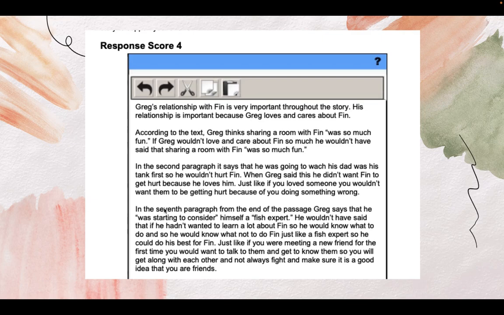All right, here the student had yet another piece of evidence. In the 7th paragraph from the end of the passage, Greg says that he was starting to consider himself a fish expert. So the student not only has evidence, but is going to have some elaboration, some analysis for further elaboration. He wouldn't have said that if he hadn't wanted to learn a lot about Finn, so he would know what to do, so he would know what not to do, just like a fish expert. So he could do his best for Finn.